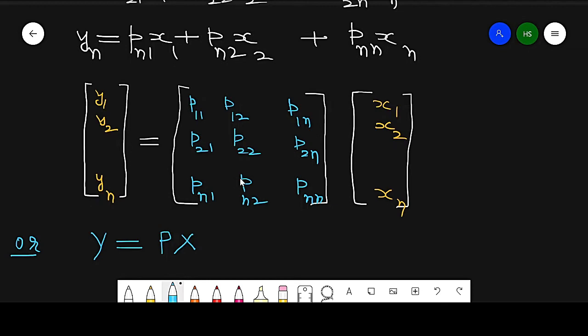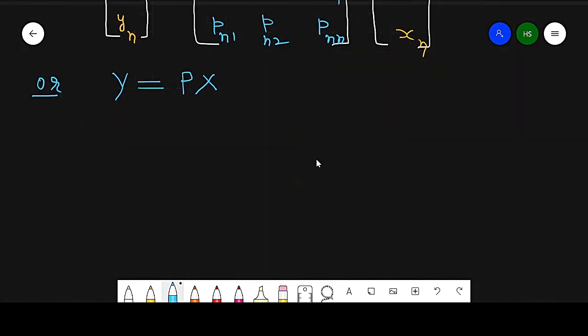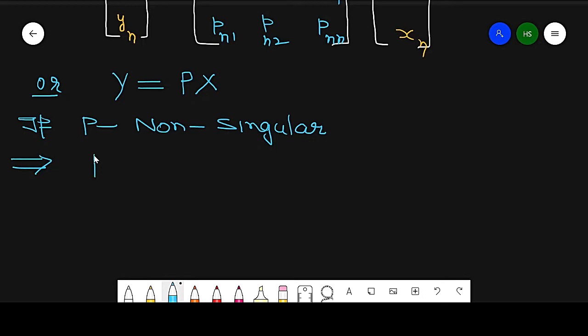So if P is non-singular, non-singular means invertible, then it implies its inverse exists. It is invertible.